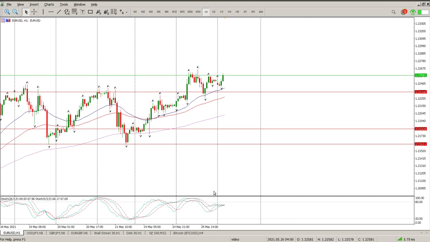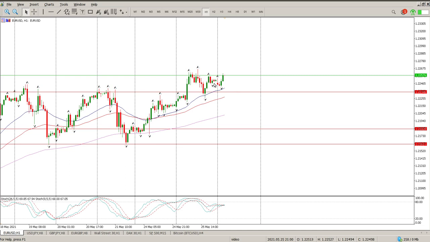Oscillators are not playing ball with me at the moment, but the important thing is this level here has been tested. So 1.2246 was the area I gave you yesterday. We had closed below it and then moved that inside bar there, which would have been your trigger for a long.